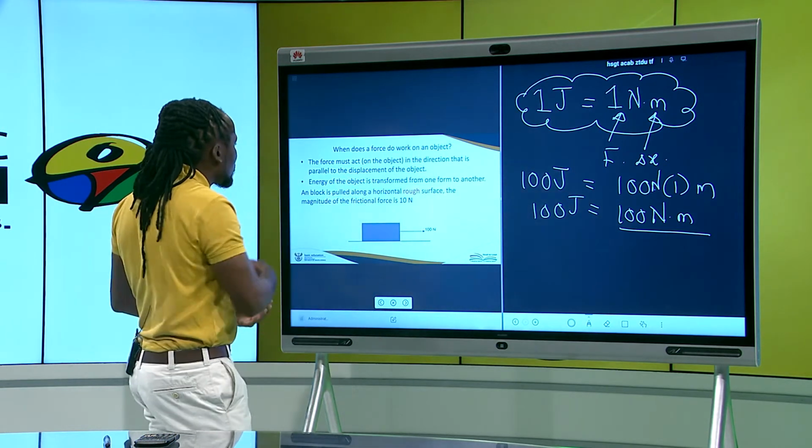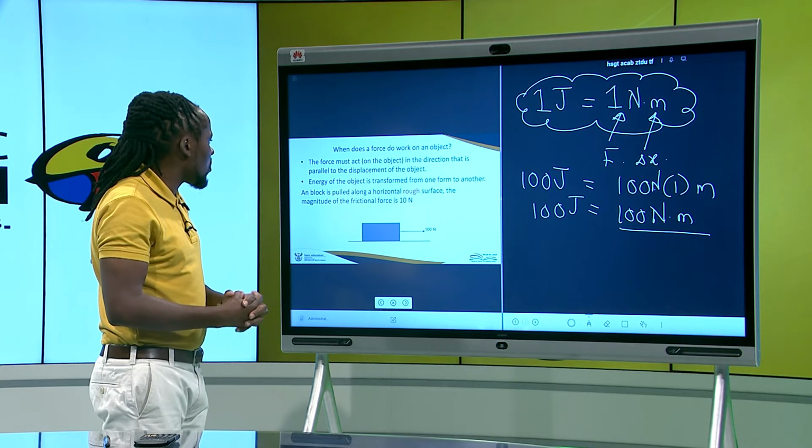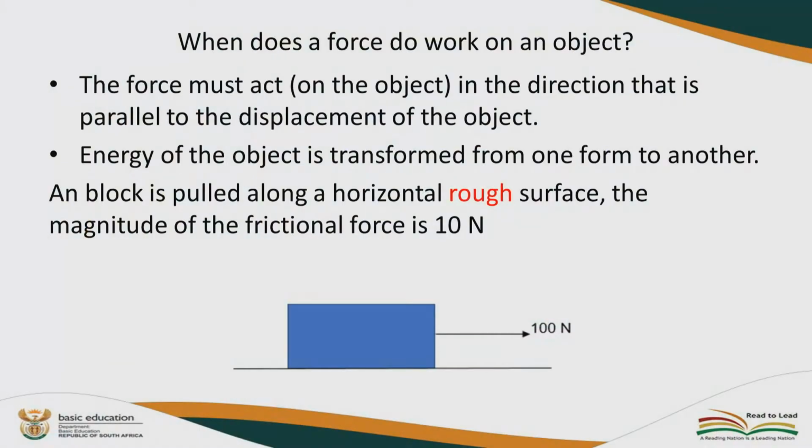Right, let's look at a particular example. A block is pulled along a horizontal rough surface. I'm going to highlight rough. The word rough suggests that there is a frictional force. So it implies that there's a kinetic frictional force, provided the object moves. These are some of the key words that we need to highlight as far as problem solving is concerned. So there's a constant frictional force acting on the object of magnitude 100 newtons.